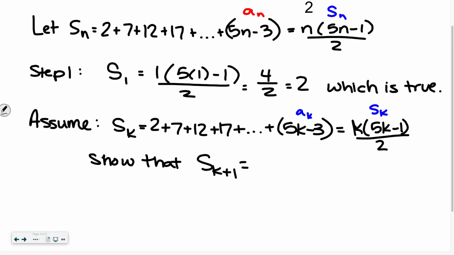We want to show that if S sub k is true over here, if S sub k is equal to k times 5k minus 1 over 2, then S sub k is equal to whatever I get when I plug in k plus 1 for k. So that would be k plus 1 times 5 will be 5k plus 5. And then minus 1 will be 5k plus 4.